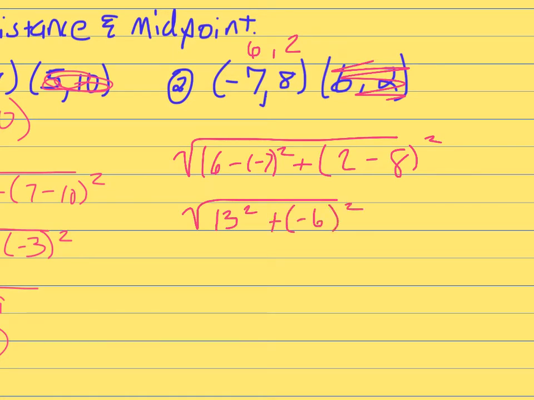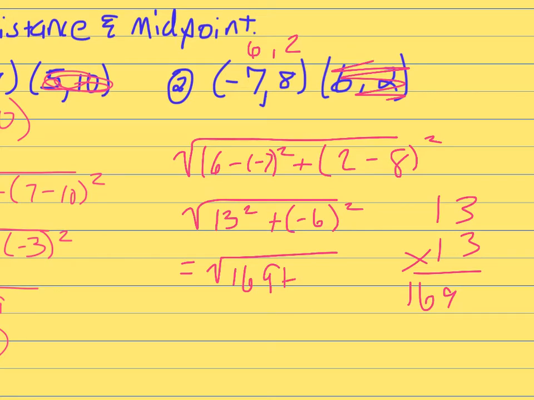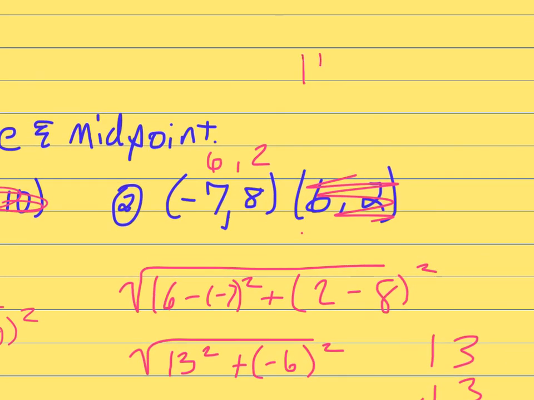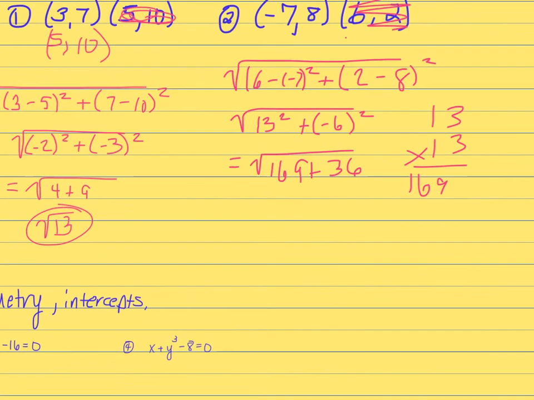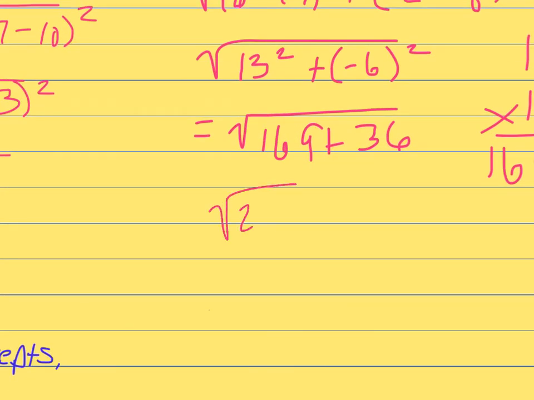Negative 6 squared. Guys, if you don't know what 13 squared is, then you have to go old school over here on the side. 13 times 13. It happens to be 169. Plus, what's negative 6 squared? 36. So, 169 plus 36 is what? 205. So I have the square root of 205.